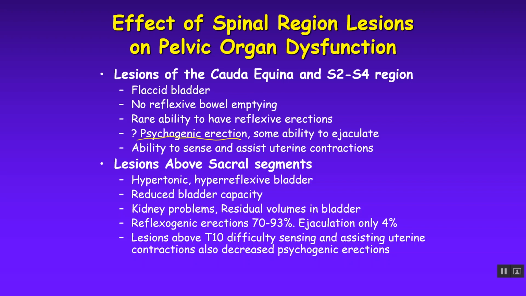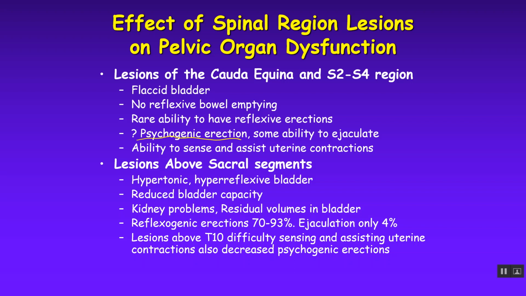People that have lesions above the sacral segments, 70 to 93% of them are still able to get reflexogenic erections, especially if the damage is above the T11 to L1 regions. If you have the damage up in the cervical spine or thoracic spine, the reflex loop is still intact. If you stimulate the person externally, that sensory information gets to the spinal cord and can stimulate a reflex erection. But you lose some of the psychogenic parts of that, because you can't send signals from your cortex down to those areas if the lesion's above that T11 to L2 region.